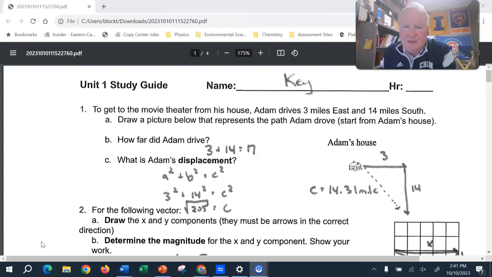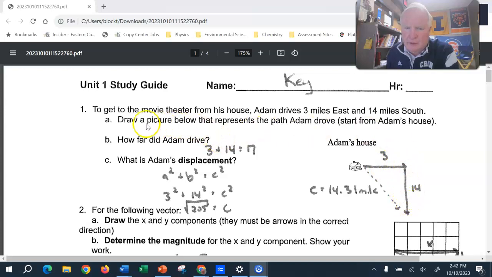And so I've got the key up here, and what I just want to do is walk you through it. The first problem is just a vector problem, so you just have to follow the words. Adam drives 3 miles east from his house, so 3 miles east is that way, and 14 miles south that way. And remember, when we add vectors, we do tip to tail, right? So we follow along like we're doing directions.